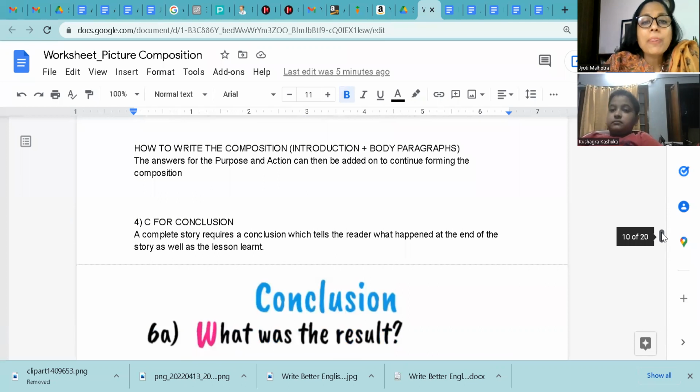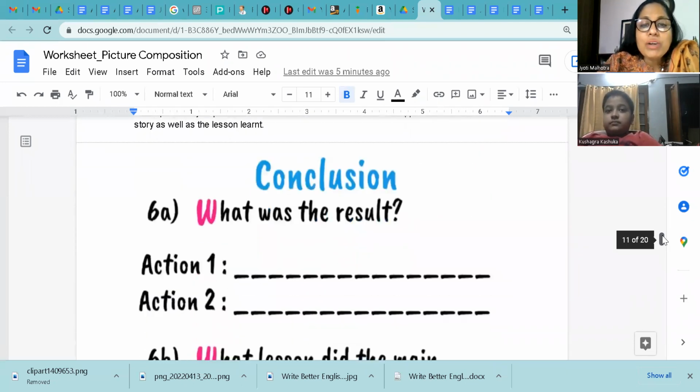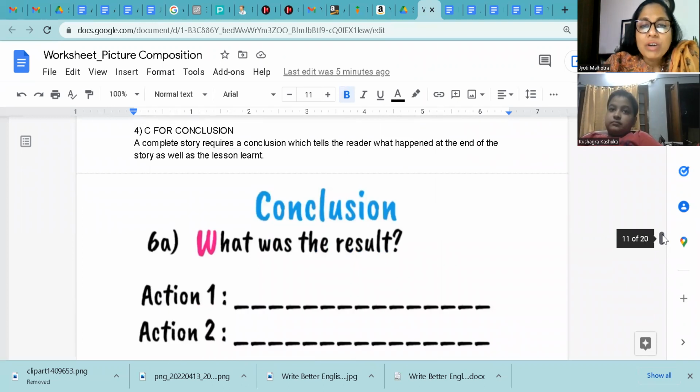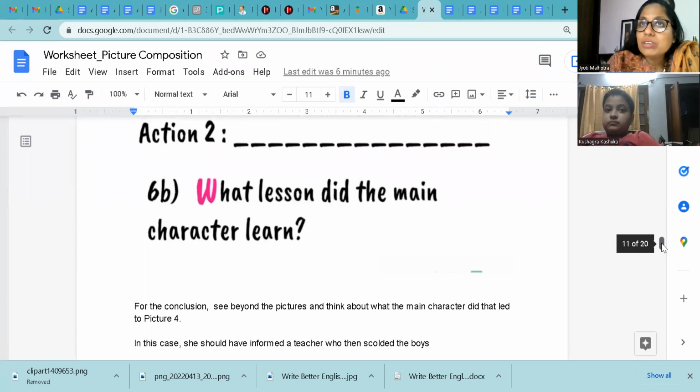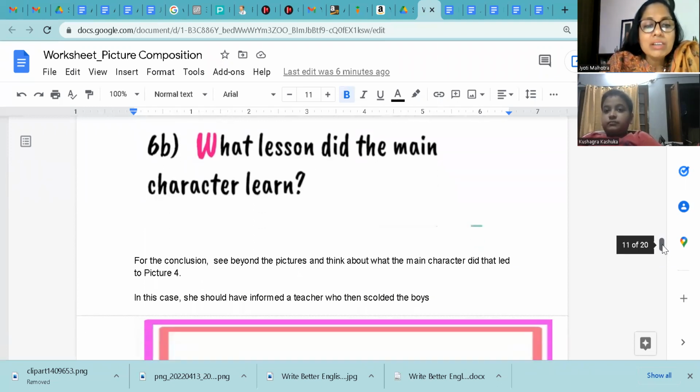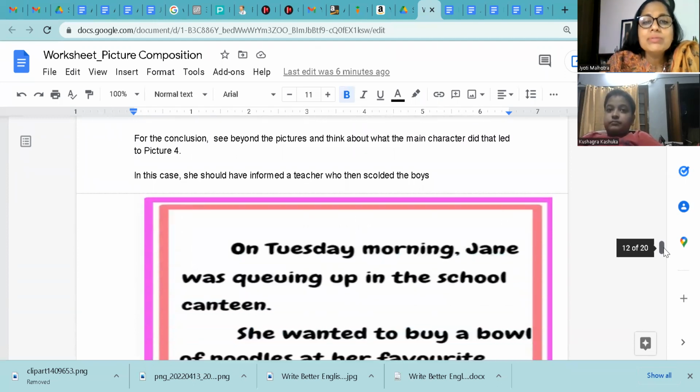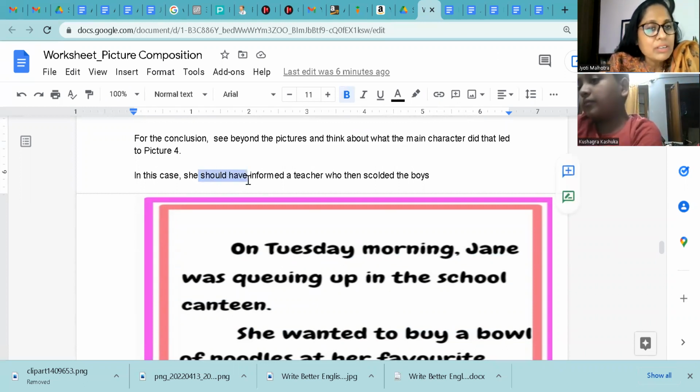Then what happened? Then what was the result? Conclusion. What was the result of the shoving? The girl felt very angry. And because she felt so angry, she reported the matter to the teacher. What lesson did the main character learn because of that? So the lesson is that if some such thing happens, you should take the help of an adult, right, and get the matter resolved.